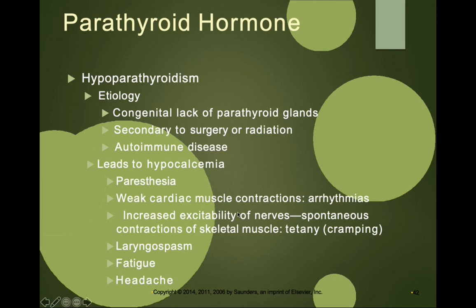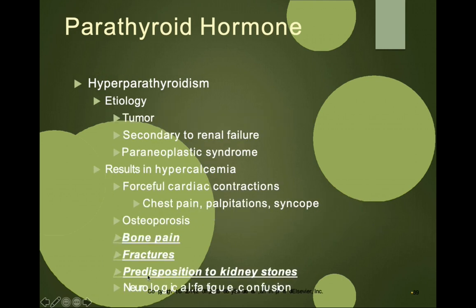That can result in increased excitability to nerves, which can result in spontaneous contraction of skeletal muscles, and you start to get these spasms or tetany, which is cramping. There could be laryngospasm, fatigue, and headaches. So the opposite of that would be hyperparathyroidism. Now, that means that the parathyroid is working in overdrive, which will result in too much calcium in the blood, hypercalcemia.